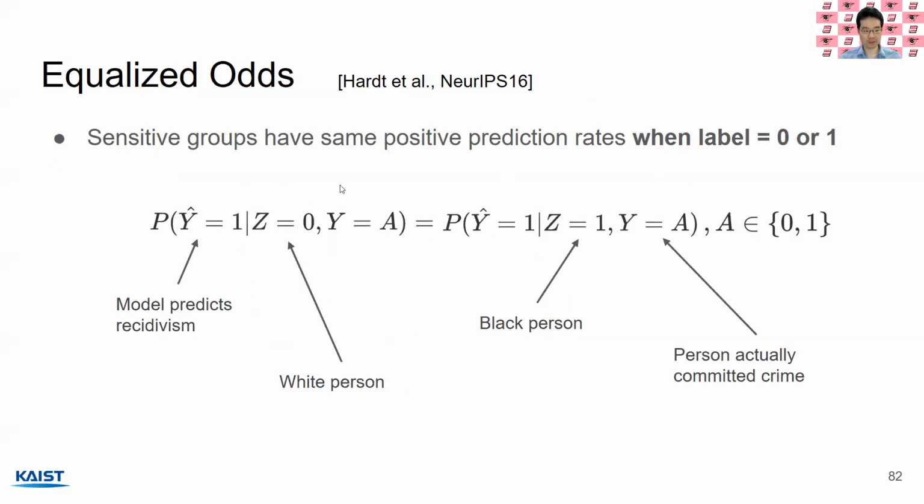Now let's move on to the second representative measure, equalized odds. Here, it's the same as demographic parity, except that we now use the label information. We want to guarantee this property when the label is 0 and when the label is 1. This is the formulation. The only difference is that we now have y equals a, where a can be 0 or 1. Y equals 0 means the person did not commit crime. Y equals 1 means that the label is 1, so the person committed crime.